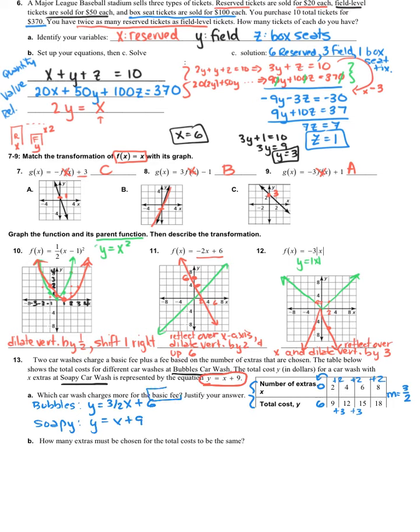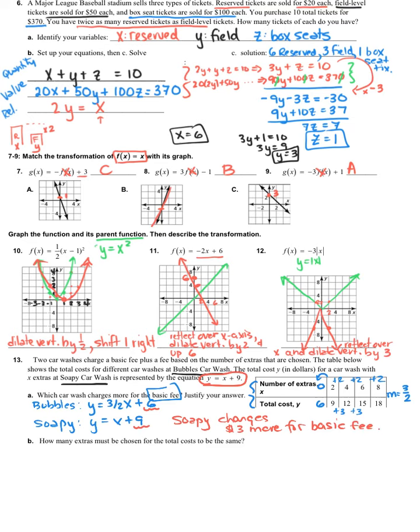So the basic fee means we are comparing this, not the number of extras, but the basic fee without any extras. So which car charges more? That would be Soapy. Charges $3 more for the basic fee.